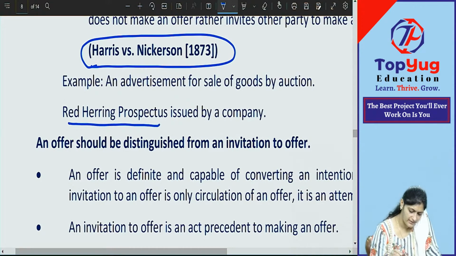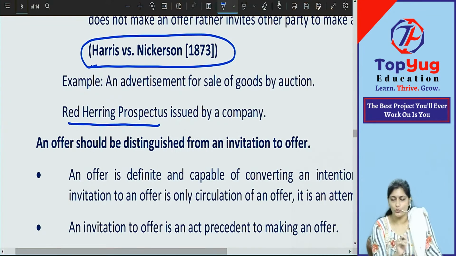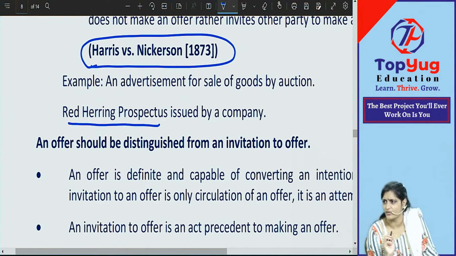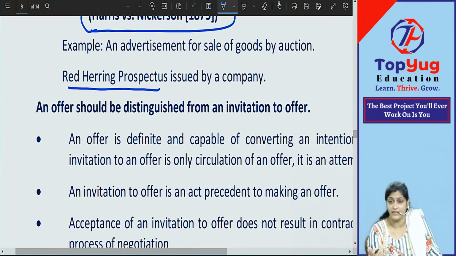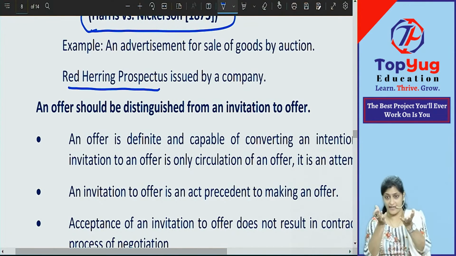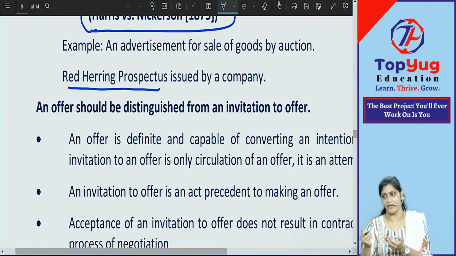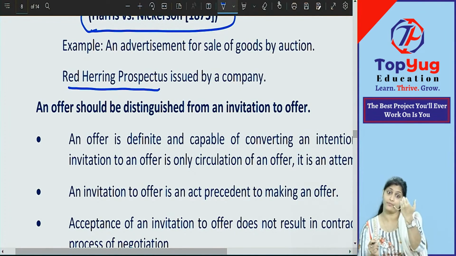Red Herring Prospectus. At present, you will not know what this is, but I'll just explain in brief. You know what is the prospectus of a company? Generally, what happens when a company wants some money? What do they do? They invite people, the normal public, to come and give them money. They issue shares. You are not shareholders yet. When you get the shares, then you will become shareholders. So first, what will they do?